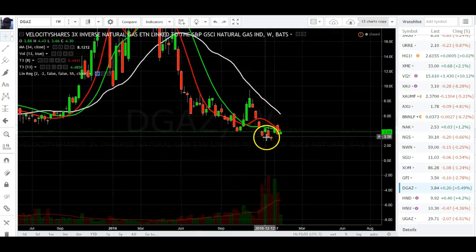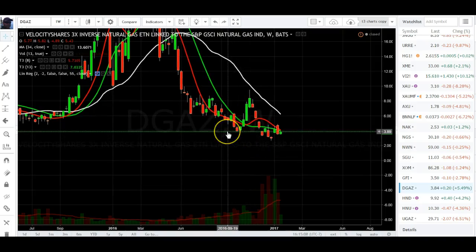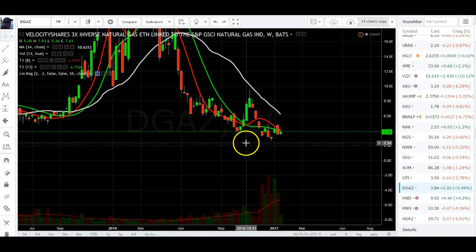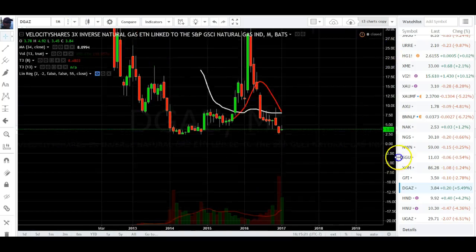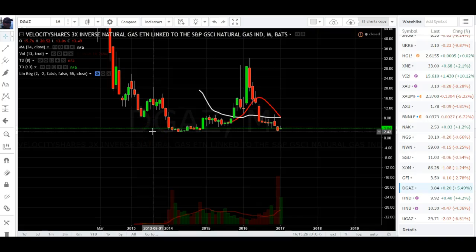Looks like a break. Lots of gaps. I hate all the gaps. Looks like you got a rejection on the upside. Looks like resistance is holding you down pretty well. Let's see. Let's go for a month. Watch your previous low breaks on the monthly chart. 3 times inverse natural gas.